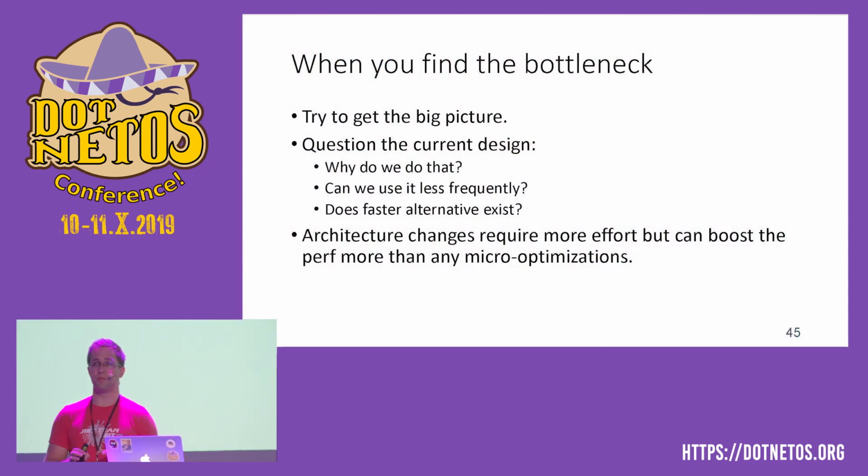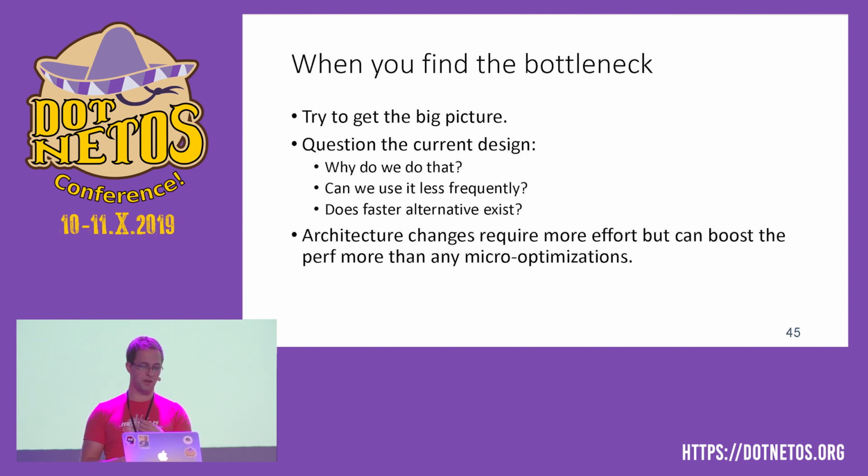And now, we have used the right profiler, we have found some bottlenecks, and what do we do when we find a performance bottleneck? So unfortunately, a lot of software engineers immediately jump to micro-optimization ideas. But I really encourage you to try to get the big picture and ask, why are you doing these things? So for example, why are we calling these most expensive methods? Maybe we can call them less frequently. Maybe we could cache the result. Maybe there is a newer version of a NuGet library that we can just update and the problem will be gone. And architectural changes require more effort, but they can bring you the biggest perf benefits.